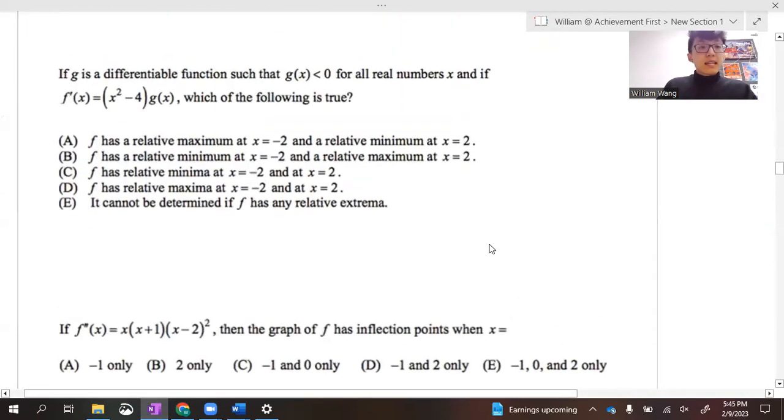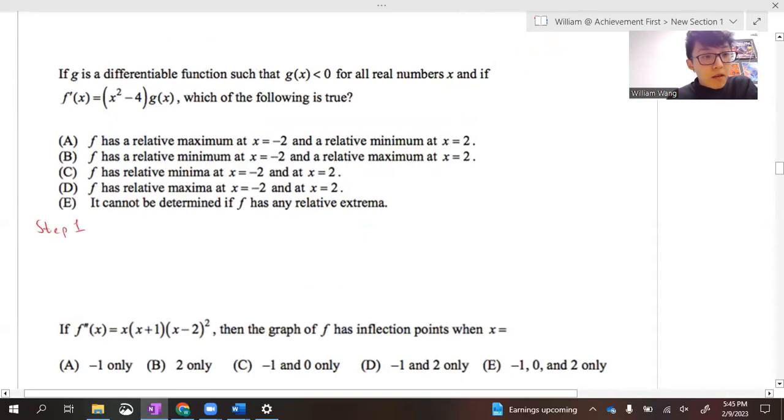All right. Second problem: if g is a differentiable function such that g of x is less than 0 for all real numbers x, and if f prime of x is equal to x squared minus 4 times g of x, which of the following is true? Well, let's see. Relative maximums, relative minimums, minimum, maximum. Okay, so I need to find the relative maxes and mins. So how do I find that?